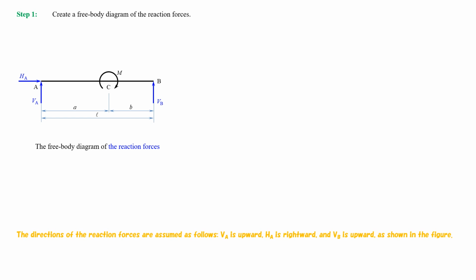The directions of the reaction forces are assumed as follows. VA is upward, HA is rightward, and VB is upward, as shown in the figure.